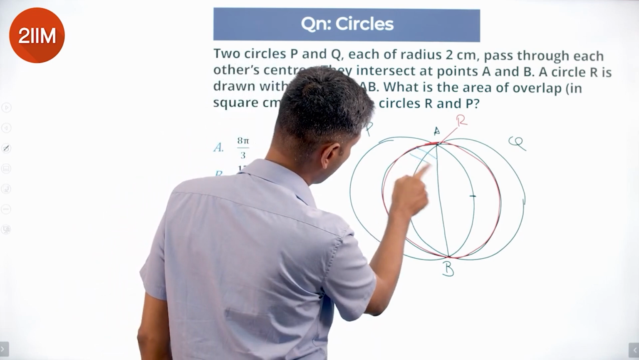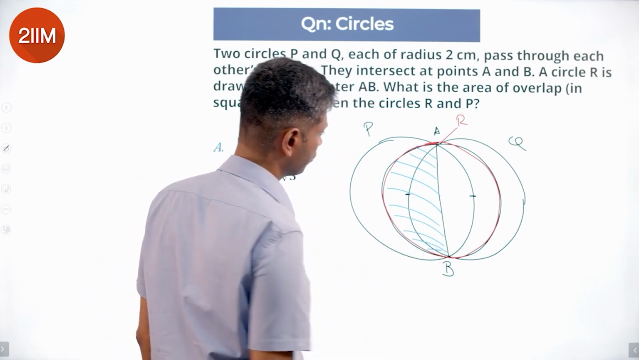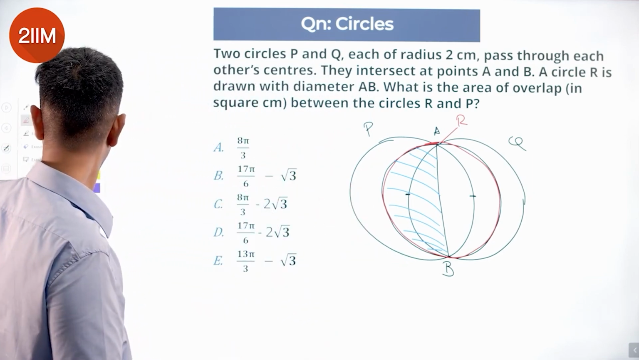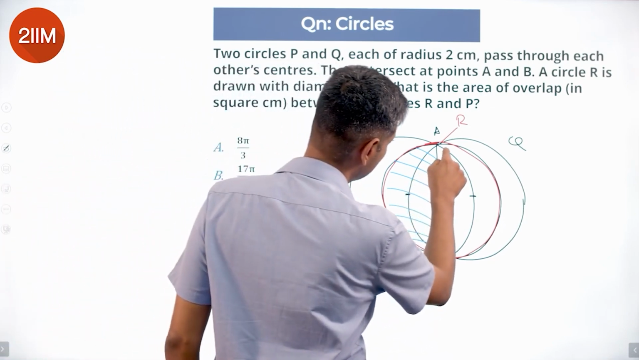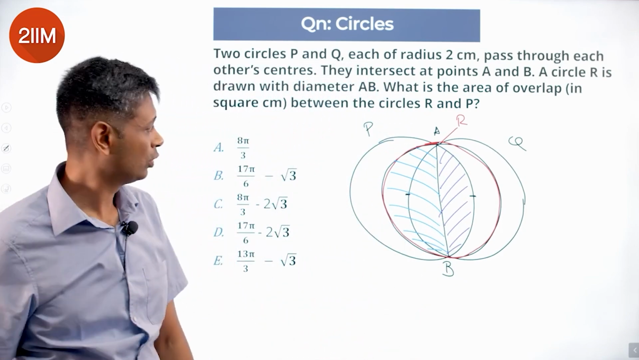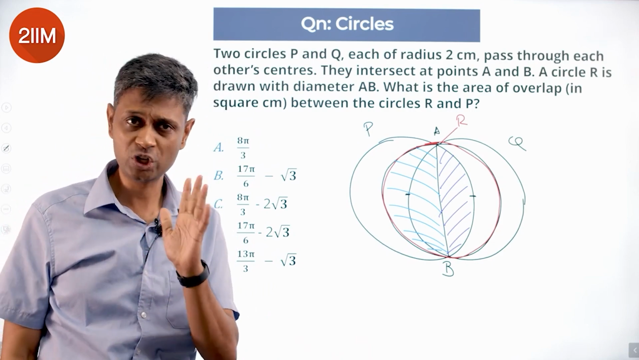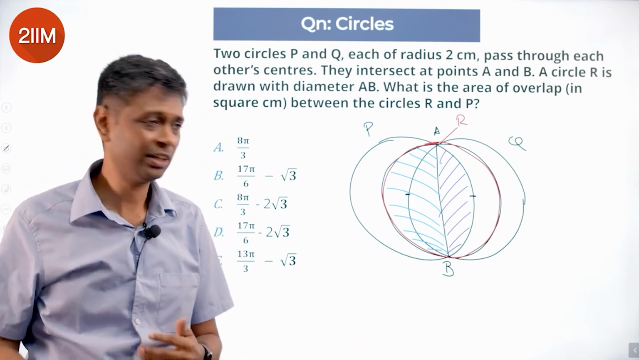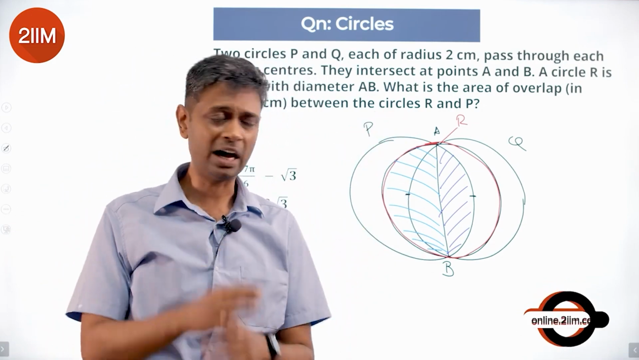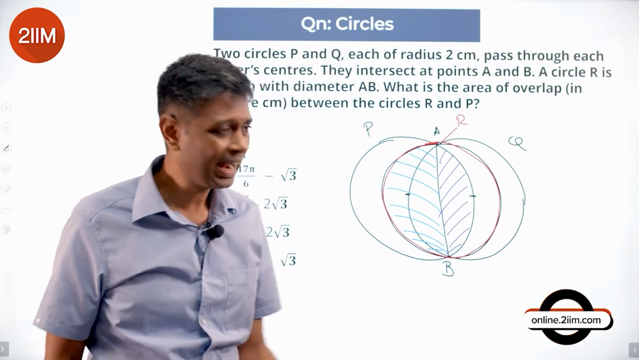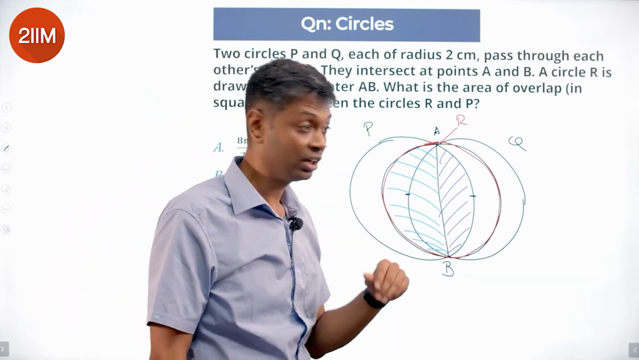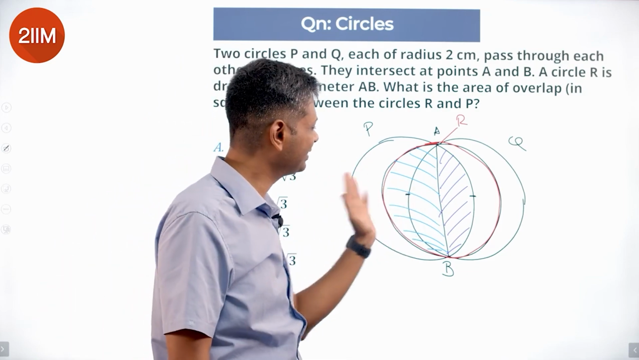One will be this area. Nice. That is 1/2 of R. What will be the next one? That will be this area. That is some part of P. So, first of all, P and Q have radii 2 each. R's radius we have to find, that depends on AB. After that, we know that this semicircle, that 1/2 of R sits inside P, and then this segment of P sits inside R. This semicircle of R sits inside P. We need to find this area of overlap.